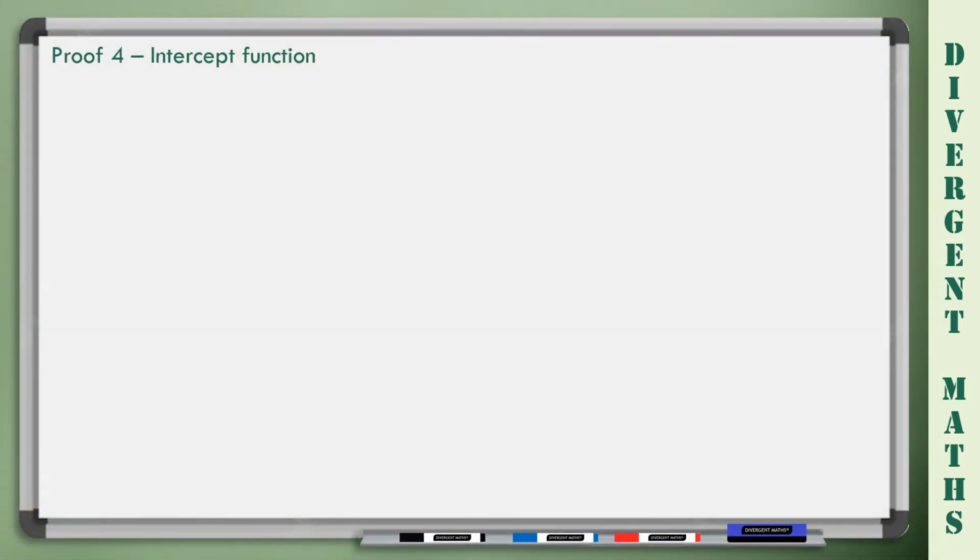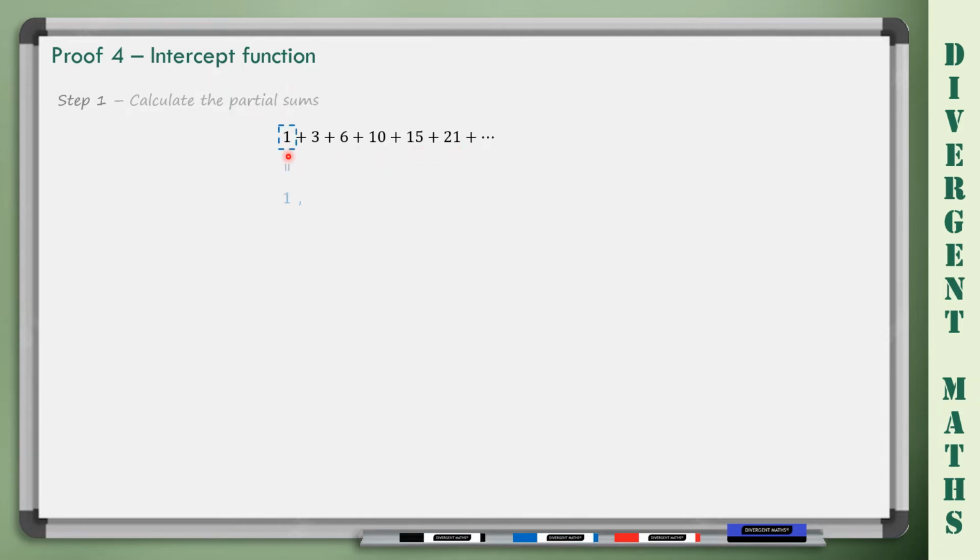Proof number 4, intercept functions. So we will follow the same steps that we have followed in the previous videos. So step number 1, we calculate the partial sums, or the sequence of partial sums. So let's write down the series, the monotonic divergent series of triangular numbers that we are after: 1 plus 3 plus 6 plus 10 plus 15 plus 21, etc.